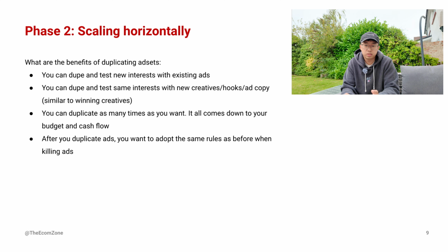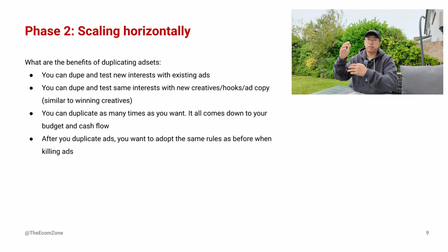You can dupe and test the same interests with new creatives, hooks, and ad copy that are similar to your winning creatives. In this way, you don't have an unorganized campaign structure on your ads manager. It's just one ABO campaign and you're just constantly testing and scaling inside this campaign. And guys, this campaign never turns off.